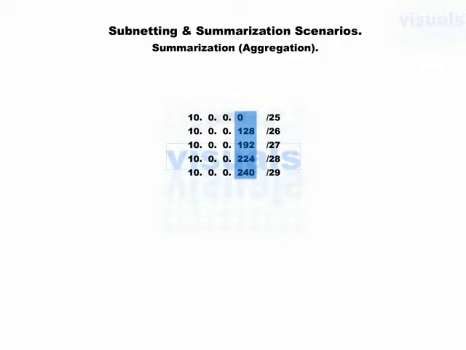I think 10.0.0.0/24, because 0 to 240 is covering almost the whole range, so it will use a default subnet mask easily. 10.0.0.0/24, and yes, this one is our summarized network for this range. Okay, let's move further. Let's look at another example.